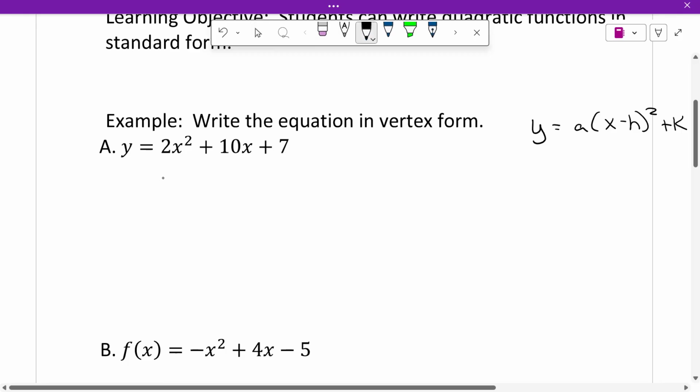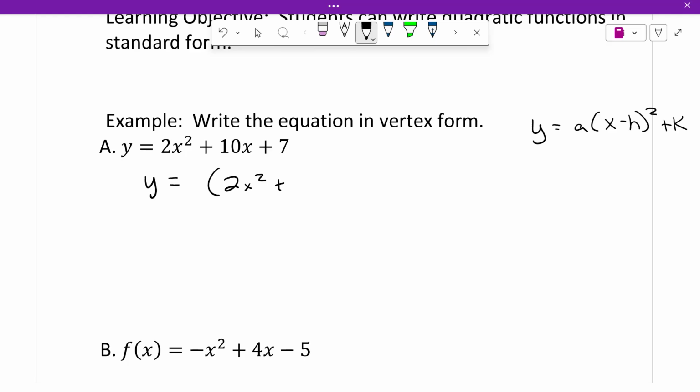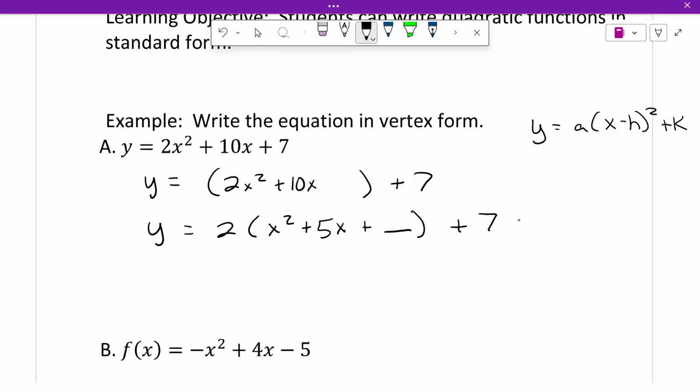So y will equal, parentheses, 2x squared plus 10x plus 7. So 7 comes out first. Then we're going to take out the 2. So y equals 2 times x squared plus 5x plus blank, not 10x, because I took out a 2. And then plus 7 minus blank. So we got a blank and a blank there.